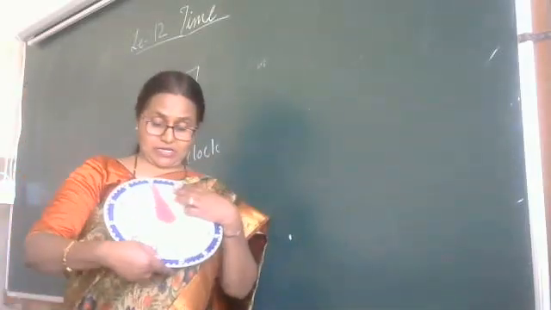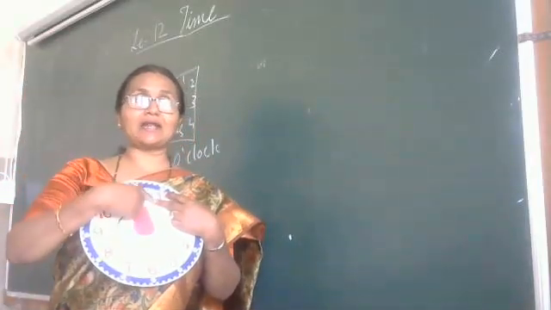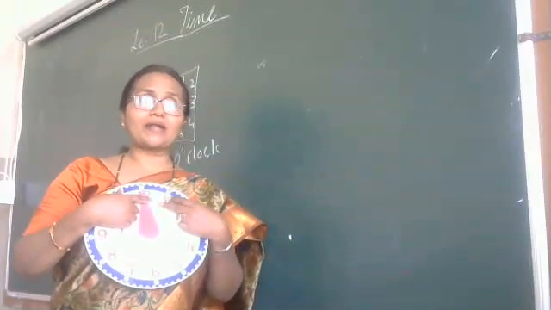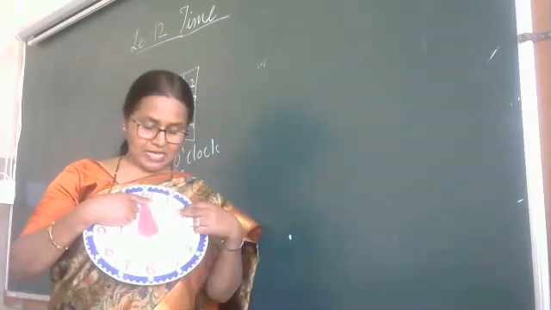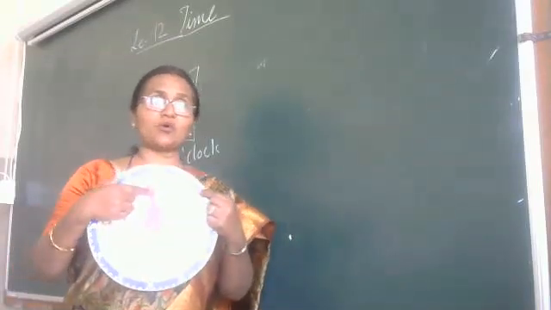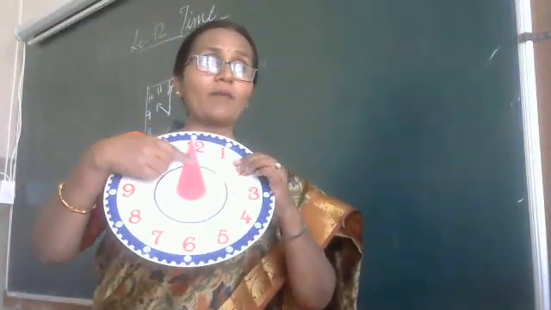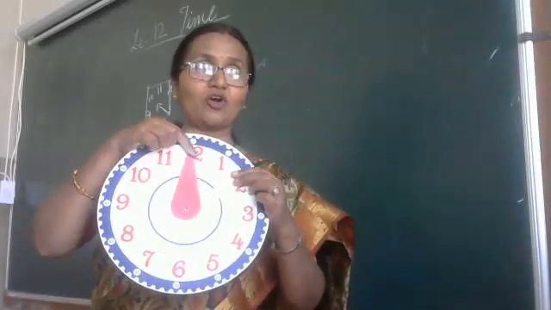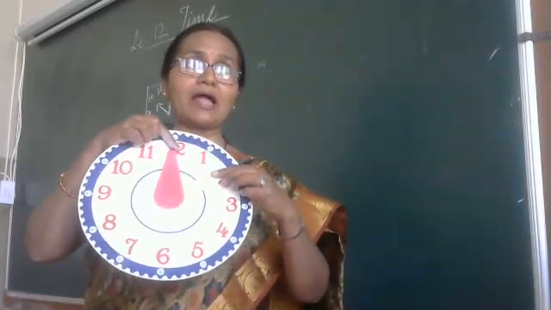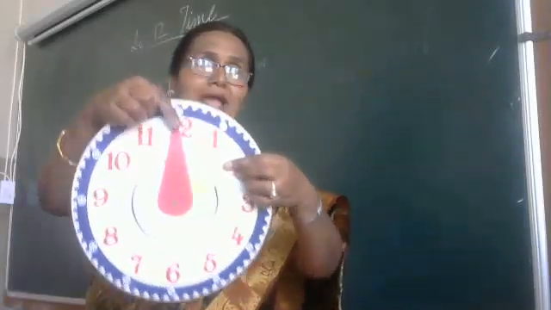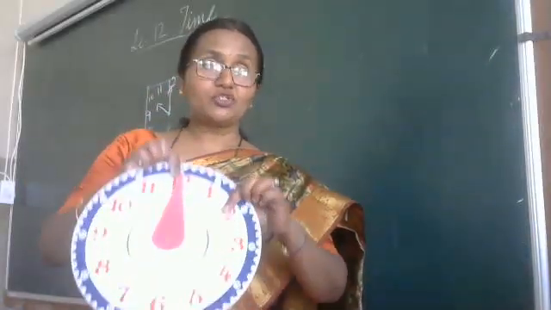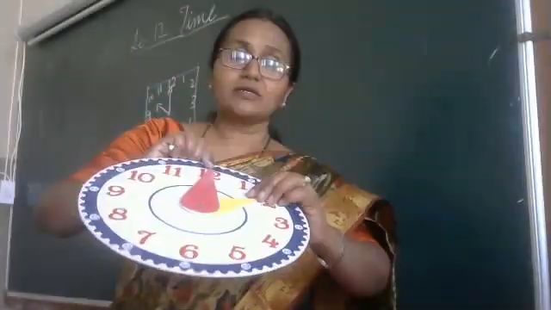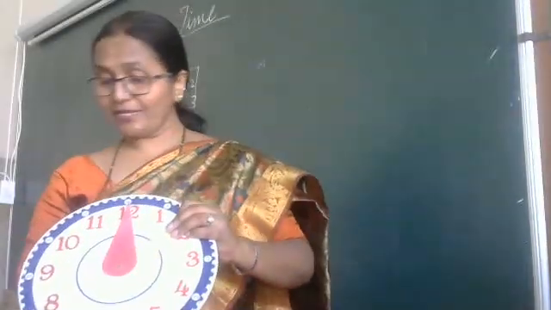See, the minute hand going around 60 minutes makes 1 hour. It completes 60 minutes and becomes 1 hour, and the smaller hand goes to the next number. Once more I will show the hour hand. When the long minute hand takes a round of 60 minutes and comes to 12, the small hour hand moves to the next number. For example, this is 2 o'clock.